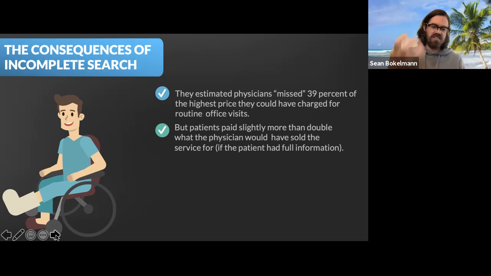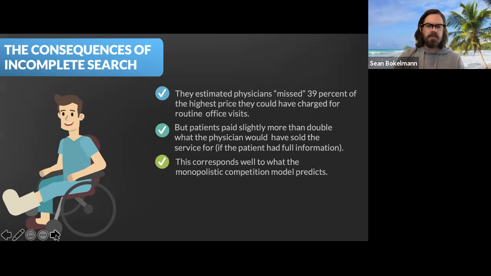The physician isn't fully extracting as much as they could from the patient, and the patient isn't extracting as much as they could possibly from the physician in terms of surplus, right? Consumer and producer surplus. And as it turns out, this actually corresponds with what the monopolistic competition model would predict. So that's good. That the evidence is suggesting we have the right model, the monopolistic competition model.